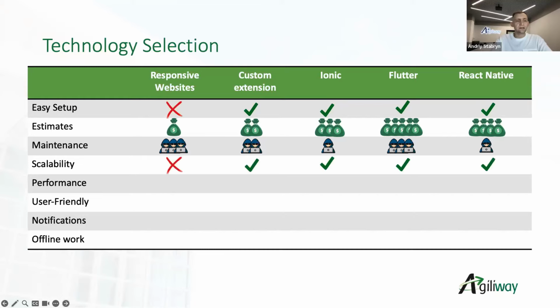So the next item is scalability. A responsive website is very limited, I would say, especially when we need to make big changes. It requires changing CiviCRM core files. For all other options, custom extension, Ionic, Flutter, and React Native, scalability is achievable. The only trick is to set up a good structure and make it able to grow.